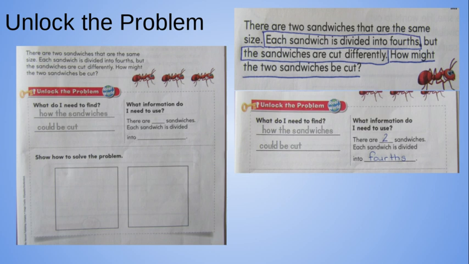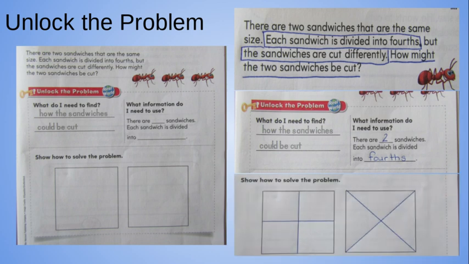Now, they've already drawn the 2 sandwiches for me. My job is just to show how to divide them into fourths 2 different ways. So here are the examples I came up with. And again, I used my ruler to make sure I had nice straight lines. Make sure you filled everything in on that page and you used your cube steps in your word problem.